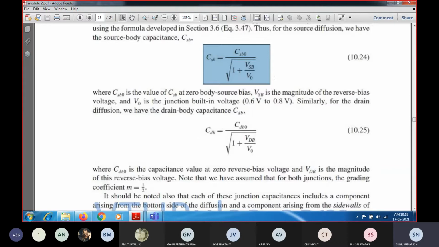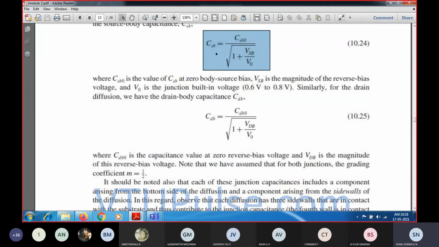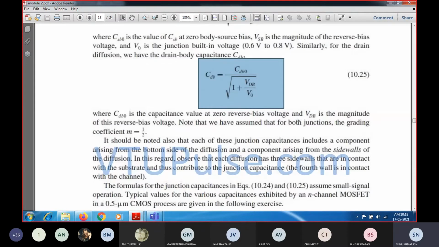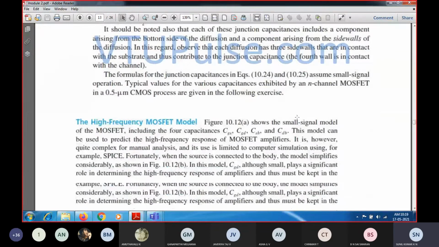In the same way, instead of source and body, we can have drain and body, at zero bias voltage, and calculate the value of the capacitance. So this is about the junction capacitance. There are two types of junction capacitance, CSB as well as CDB, and two types of gate oxide capacitance, one is CGS and another one is CGD. So totally four capacitances are there.